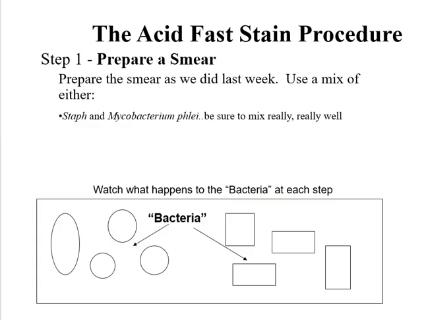Okay, so when we do it, we prepare our slide just like we did with the other one. We usually use staph as a control, and I've used it to show you the difference. And I'm using Mycobacterium phlei, which is found in the ground. Mycobacterium phlei is frequently used in the lab because it is not pathogenic to us and we can do that acid-fast stain and not have a problem. Okay. So you mix them.